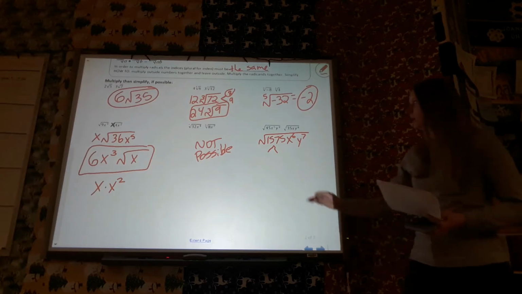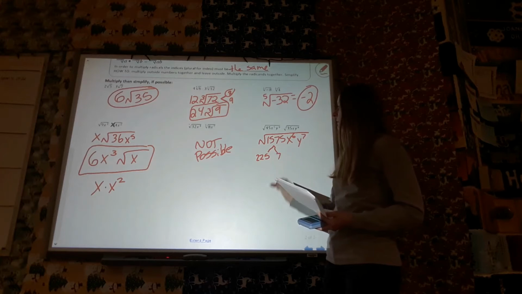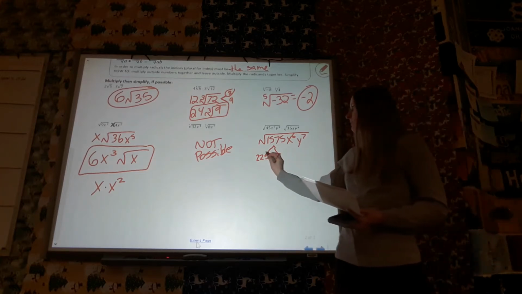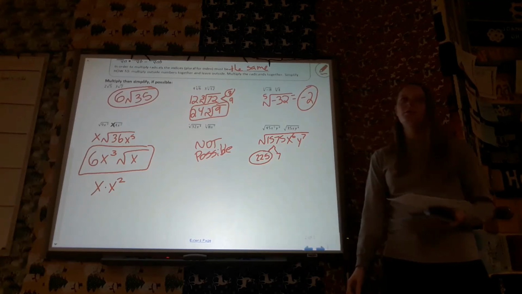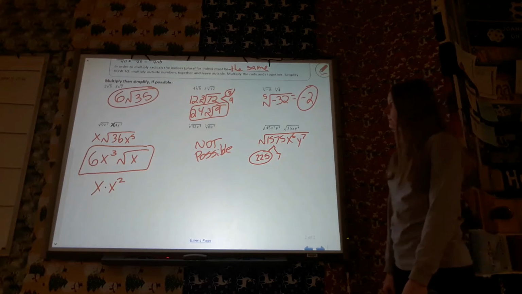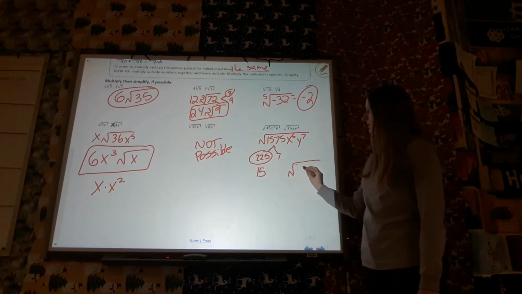Mm-hmm. 225 and 7. So 225 is the biggest perfect square that's a factor of 1,575. What is the square root of that? 15. So I have 15 on the outside and then the 7 on the inside.